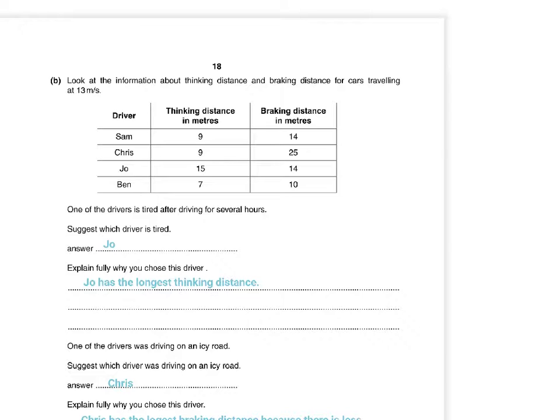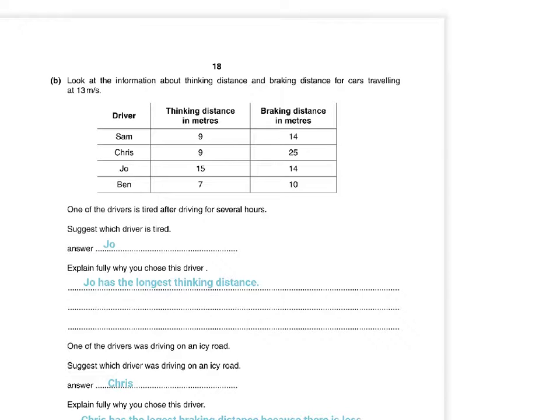So part B, look at the information about thinking distance and braking distance for cars travelling at 13 meters per second. So we have 4 drivers, Sam, Chris, Joe and Ben. We have the thinking distances in meters and their braking distance in meters as well. And I can see from this first column that Joe stands out a little bit. Her thinking distance seems to be a lot longer than the others. And from the second column, I can see that Chris's braking distance seems to be a lot bigger.